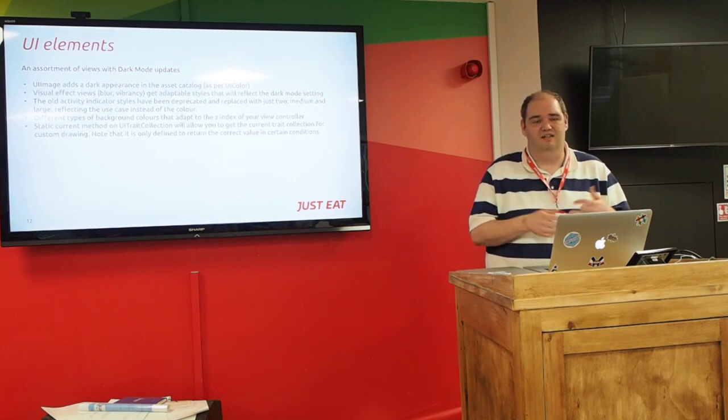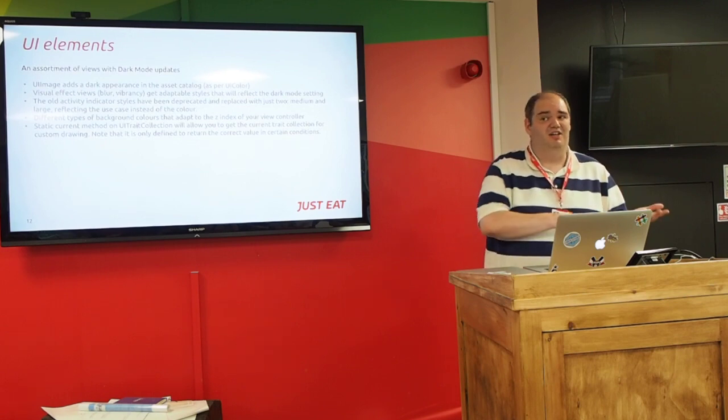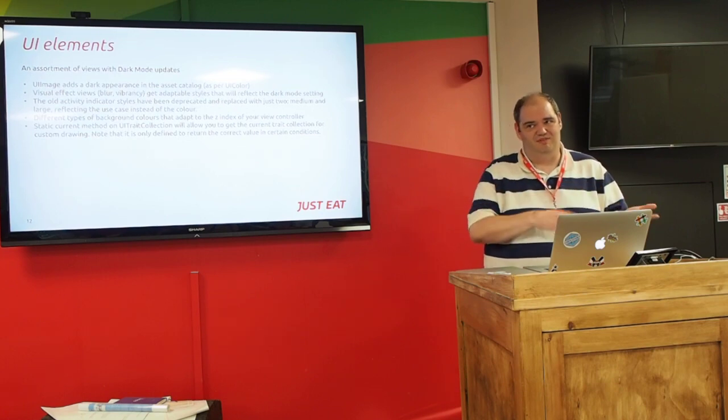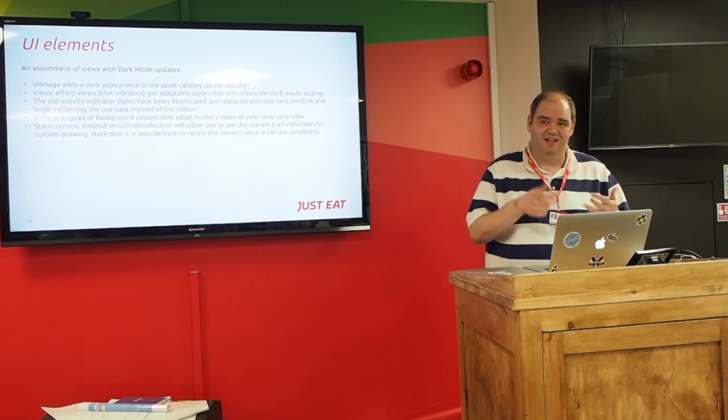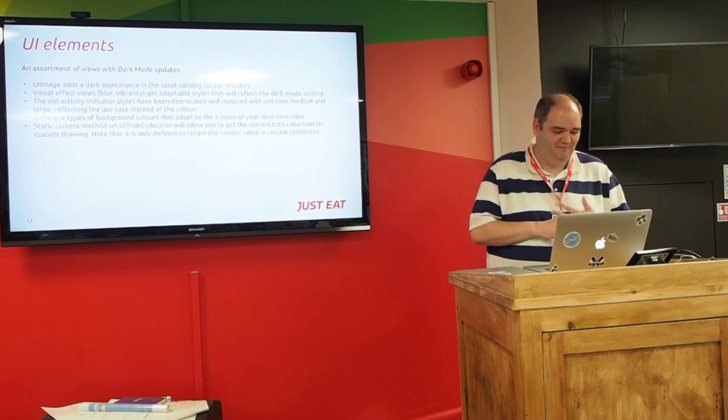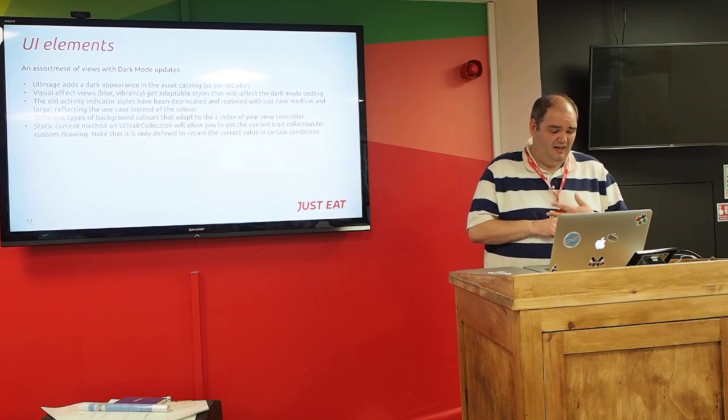When you define the activity spinner, you just basically say you want a large one or a medium one, and then you tint it whatever color you want. The color you tint it can obviously be an adaptive color, so it responds to dark mode as well. So you get a different activity spinner color depending on which mode you're in.